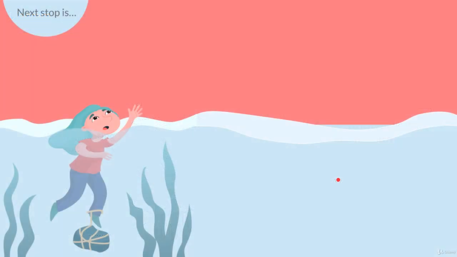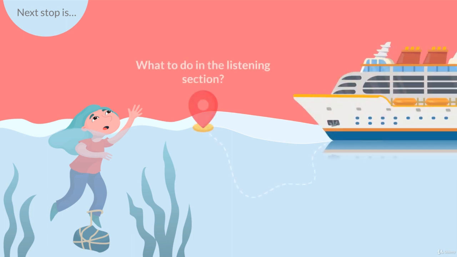So that wraps up all of the different types of questions that you can expect to see on the test. In the next video, we're going to talk about what you have to do in the listening section in order to get a band 7 or higher. I'll see you there.